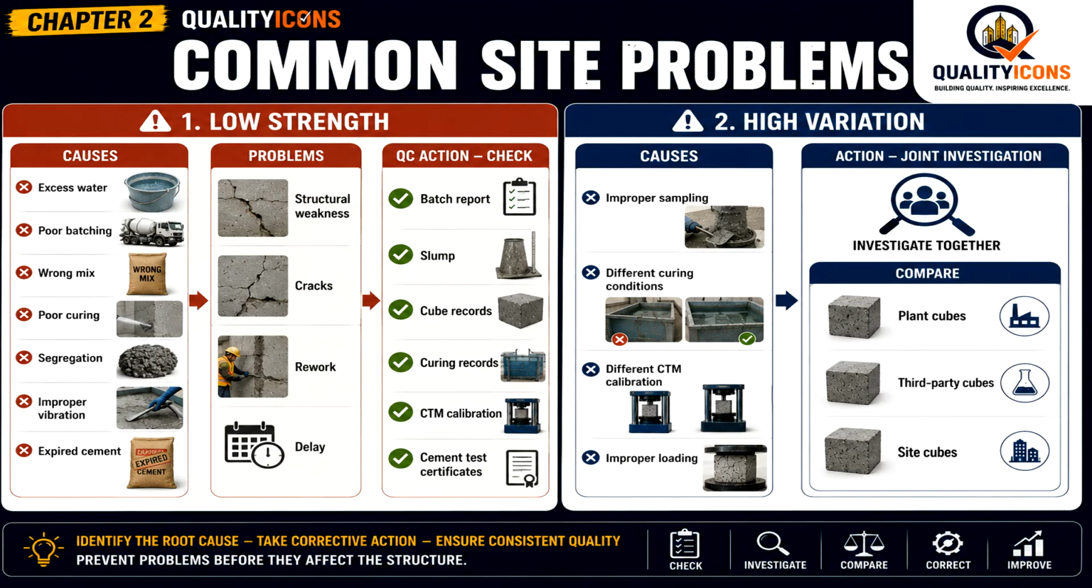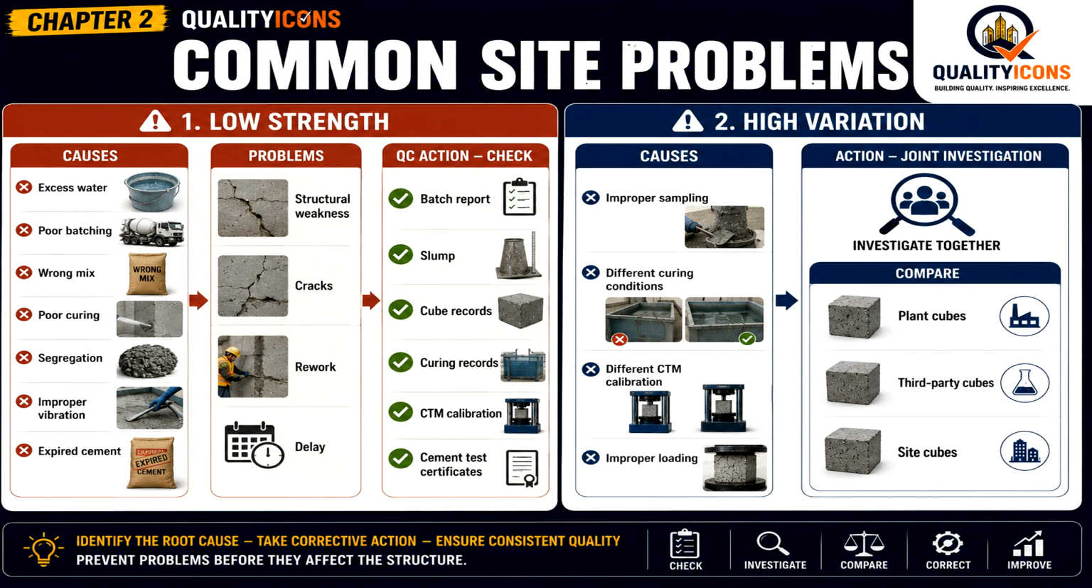What is the QC action? Batch report verification, slump verification, cube records, curing records, CTM calibration, cross-checking, and cement test certificates. That means the manufacturer's test certificates are cross-checked at our internal laboratory or a third-party laboratory to verify the cement testing parameters.